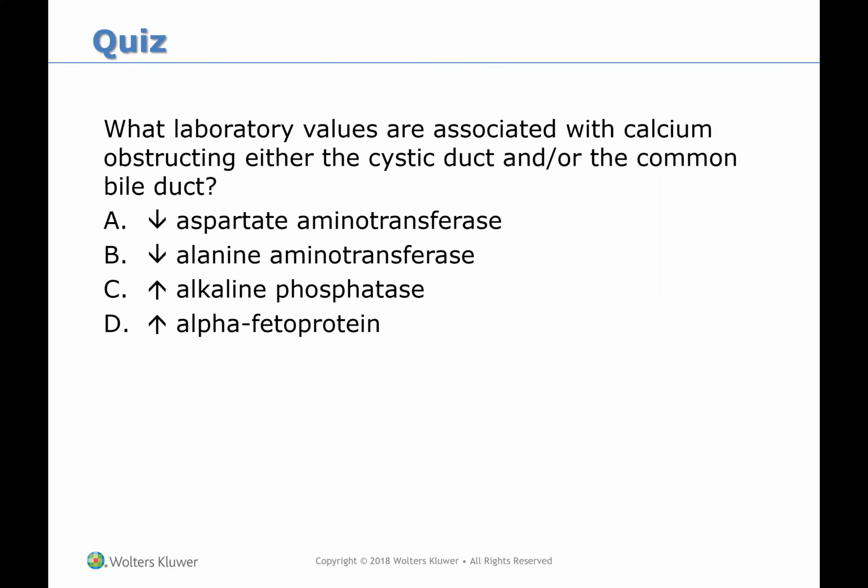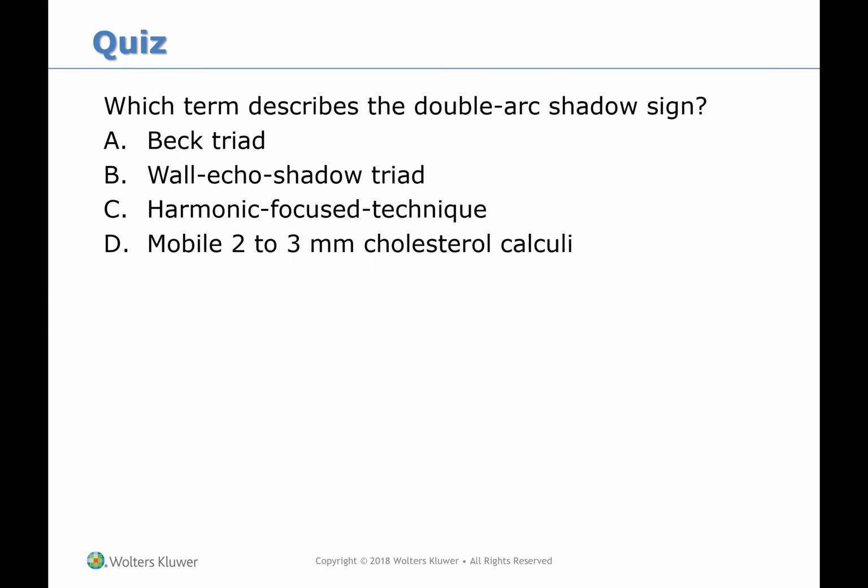What laboratory values are associated with calcium obstruction, either the cystic duct or common bile duct? You said C, alkaline phosphatase. You are correct. Which term describes the double arc shadow sign? Back triad, wall echo shadow triad, harmonic focus technique, or mobile to 2 to 3 and then cholesterol calculi. Said wall echo shadow, you are correct.